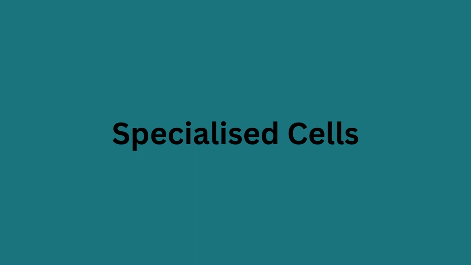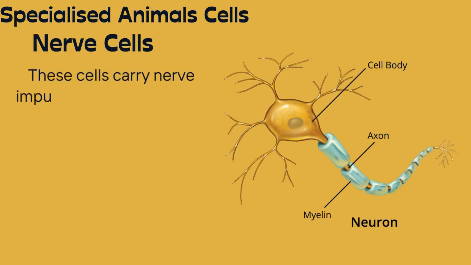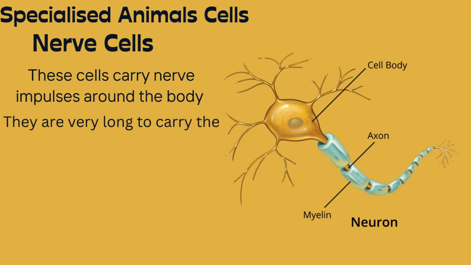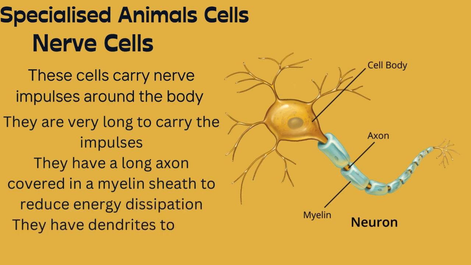Specialized cells are cells that have a specific function to carry out for the body. Our first animal specialized cell is a nerve cell which carries electrical impulses around the body. They are very long to carry the impulses. They have a long axon covered in a myelin sheath to reduce energy loss through dissipation, and they have dendrites to pass impulses between cells.